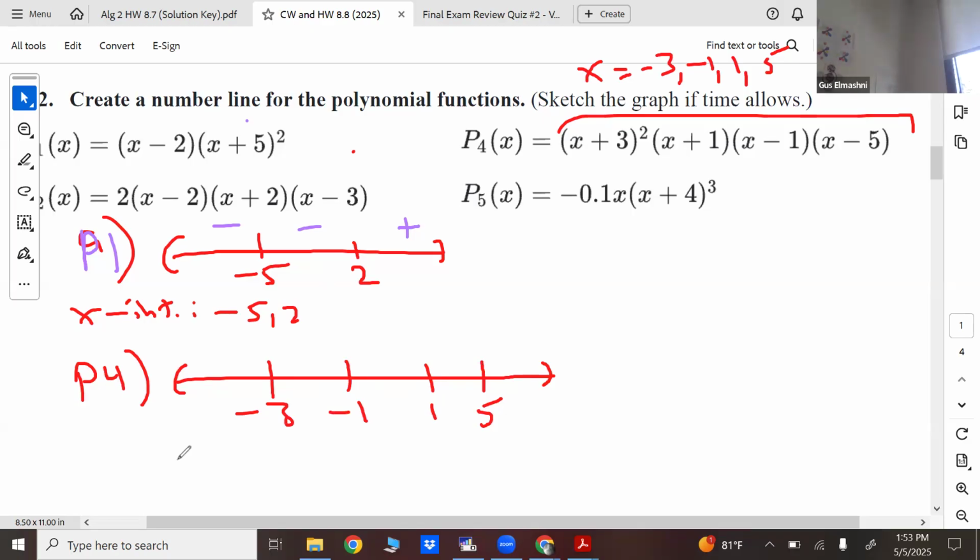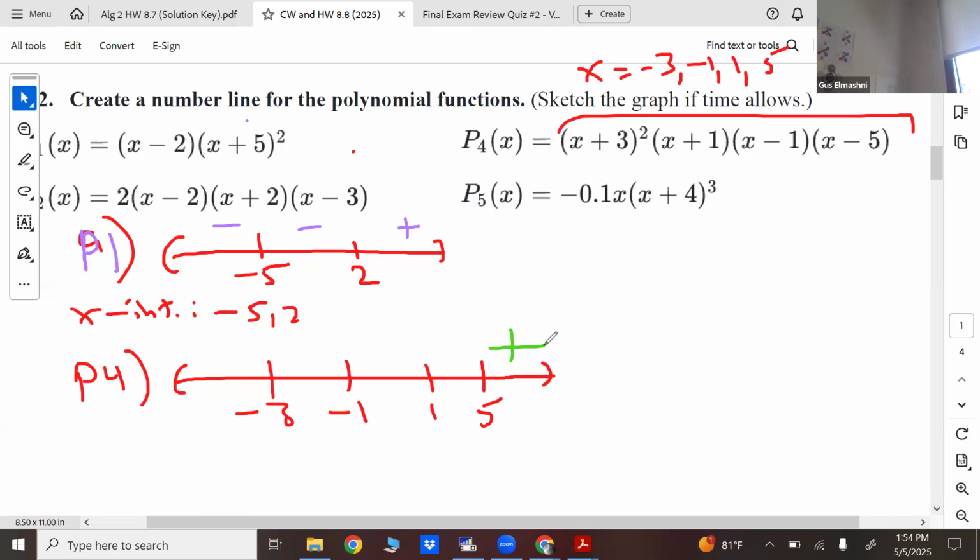6. Positive. Positive. Positive. They're all positive, right? So it's going to be positive over here. What do you mean they're all positive? When I plug in 6 into this, 6 plus 3 is positive, 6 plus 1 is positive, 6 minus 1 is positive, 6 minus 5 is positive. So that's what I meant by all positive.